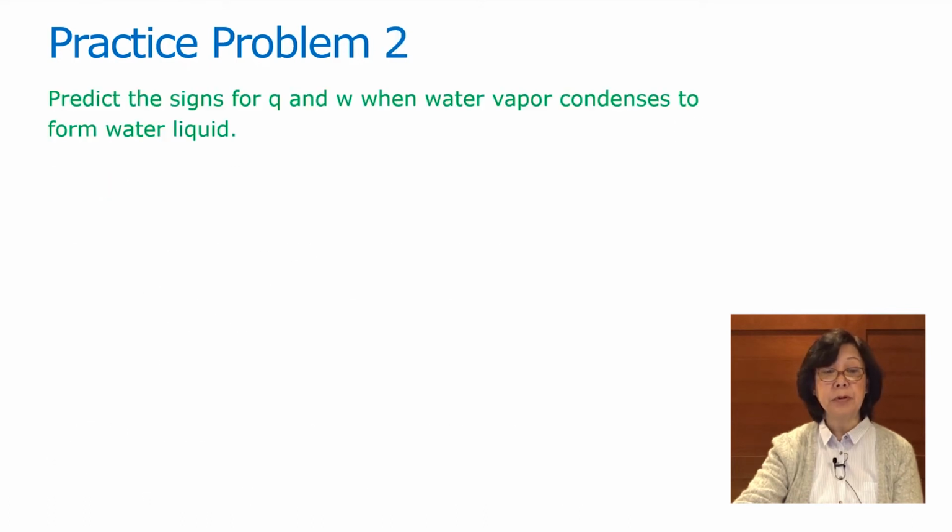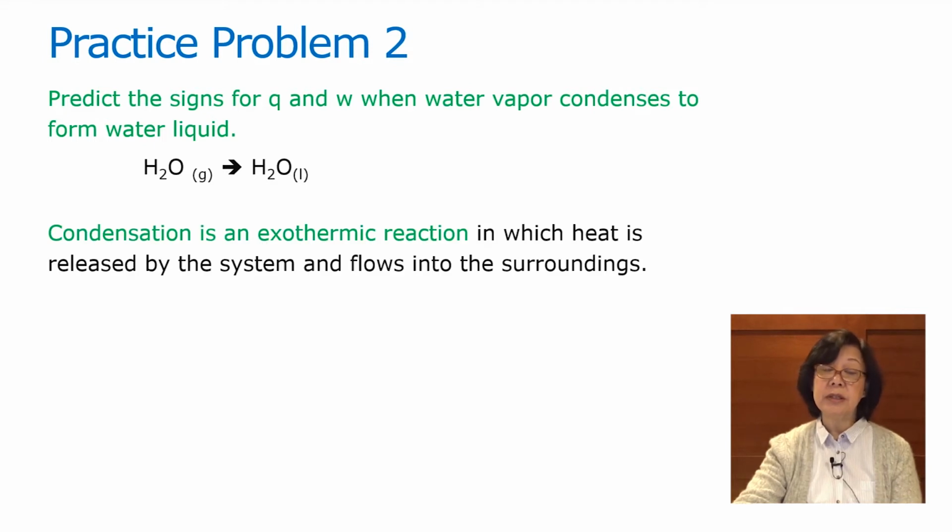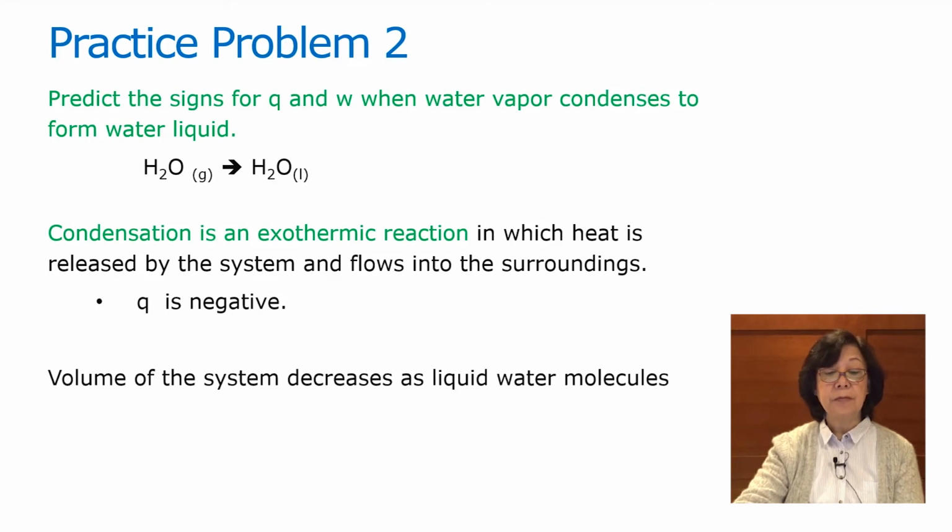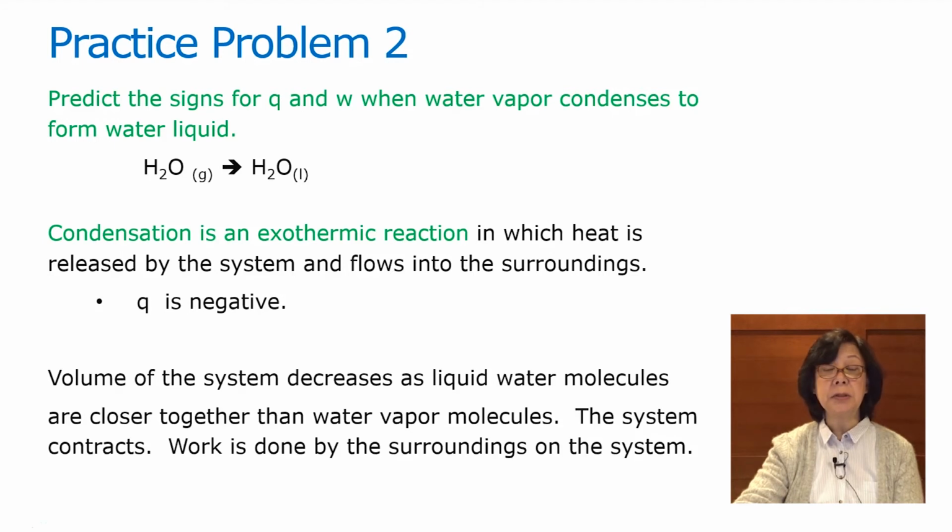Try practice problem number 2. Predict the sign for Q and W when water vapor condenses to form water liquid. Here's the equation. Condensation is an exothermic reaction in which heat is released by the system flowing into the surrounding. Therefore, Q is negative. The volume of the system actually decreases as liquid molecules are closer together than gas molecules. So the system contracts in volume. Work is done by the surrounding on the system. Therefore, work is positive.